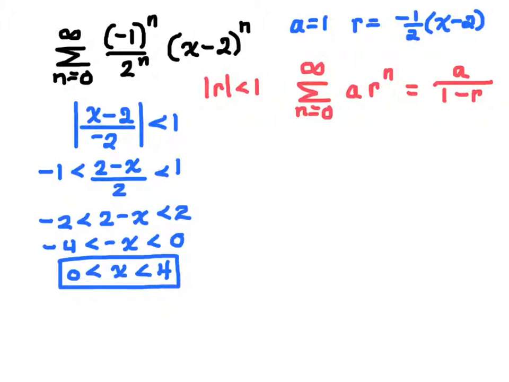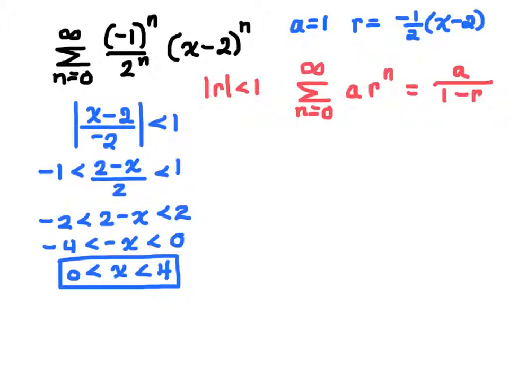And our next question that we must answer for this geometric series, power series, is what function does our power series converge to on this interval? So I'm going to change my color, and I'm back to black. And so it's going to converge to the ratio of a over 1 minus r. Well, a is 1, and r is this expression right here. So let's write that down.